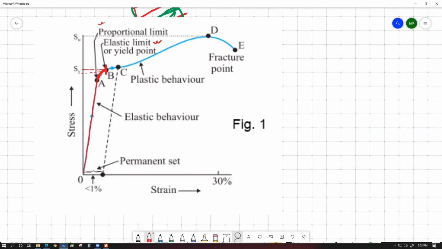Physical property based point means up till the point of the graph, the wire behaves to give us a reversible deformation. Reversible deformation means that if we remove the applied load, the specimen essentially comes back to the original dimension. So that is what we're defining as elastic limit or yield point.